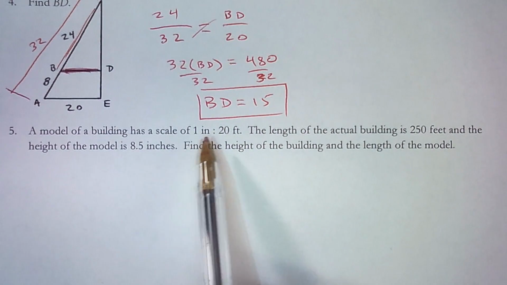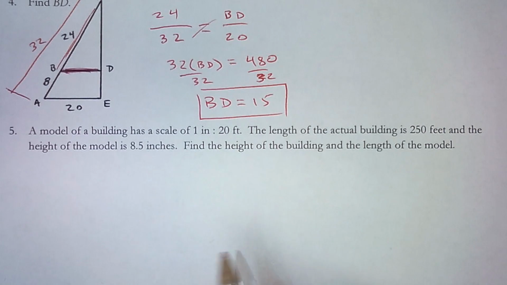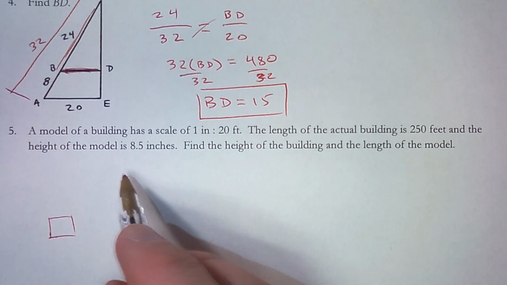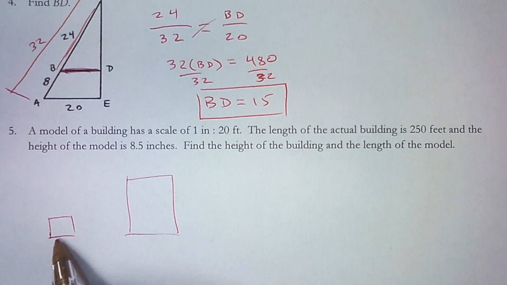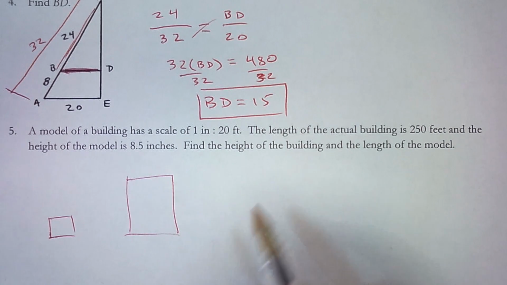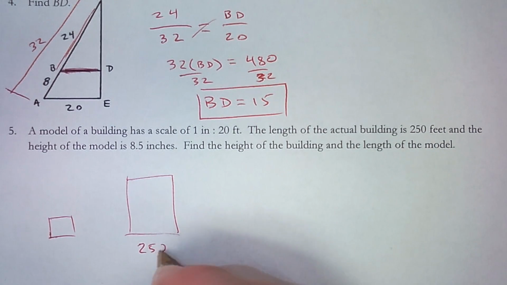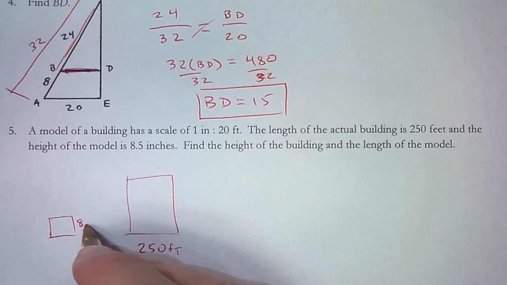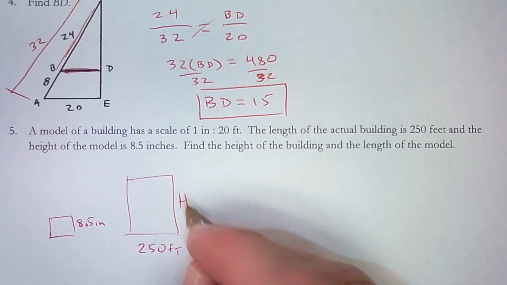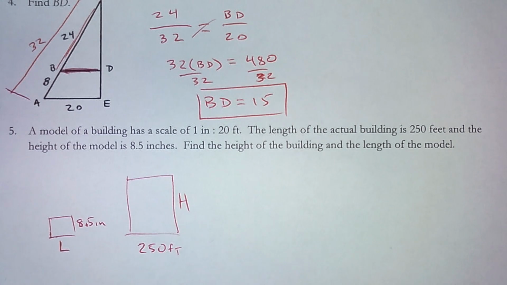A model of a building has a scale of 1 inch to 20 feet. So let's just say this is a model building, and this is the real building. 1 inch length on this model represents 20 feet on the actual building. The length of the actual building is 250 feet. The height of the model is 8.5 inches. So we want to find the height of the building and the length of the model.